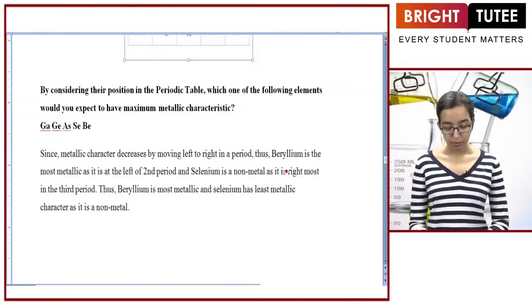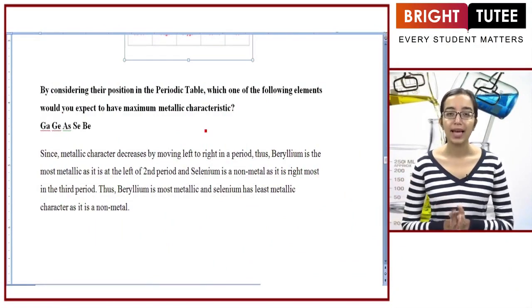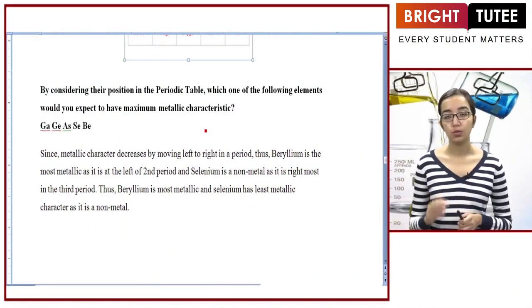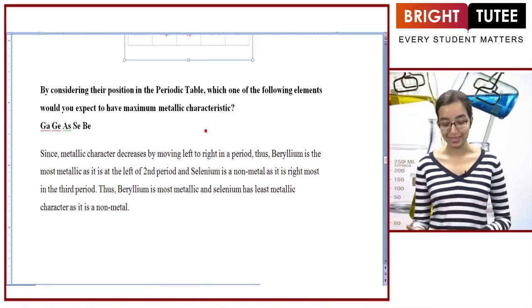By considering their position in the periodic table, which one of the following would you expect to have maximum metallic character? Now, metallic character is based on the ease with which an element can lose an electron. So, the easier it is for an element to lose an electron, the more metallic is its nature.